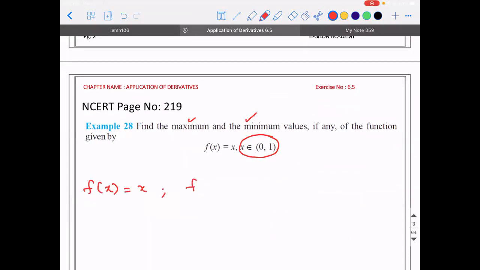So f of x is x, f dash of x will be how much? 1. So there is no possibility of f dash of x to be equal to 0 at all. Right? It is going to be 1. There is no possibility of it to become 0. Hence, the minimum value.